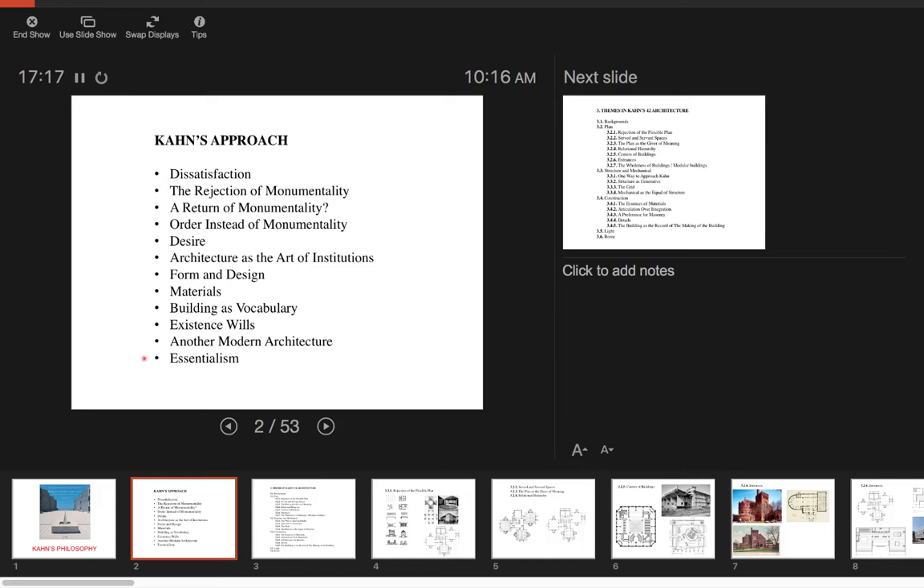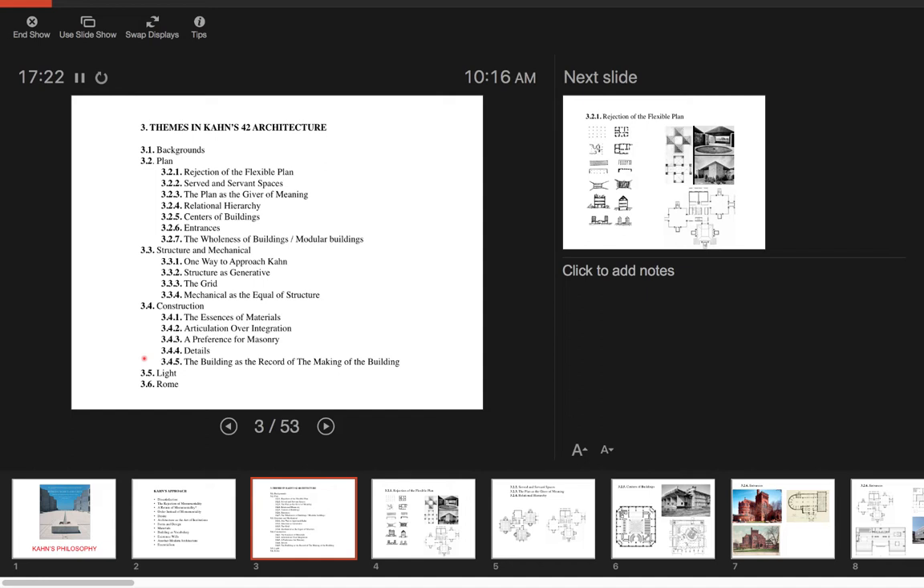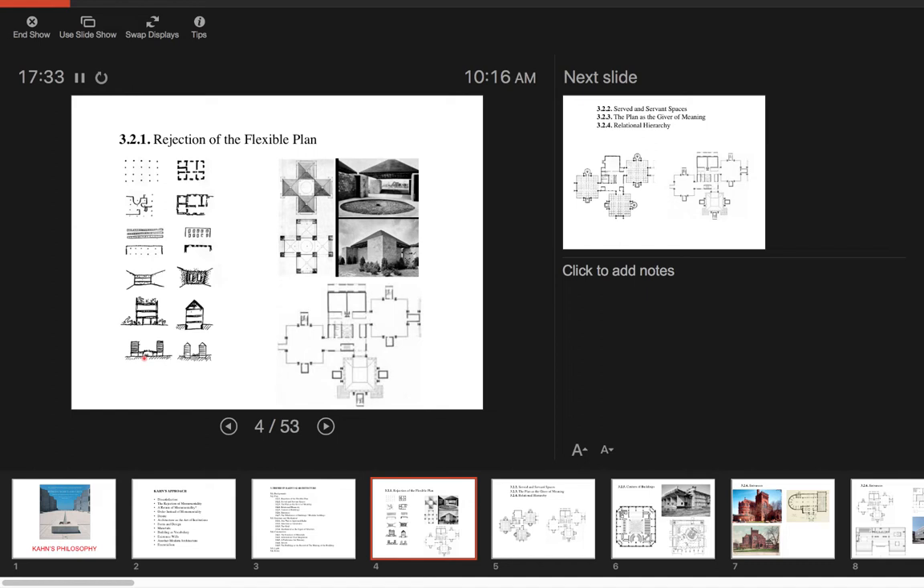Okay, now, major themes in Kahn's architecture. So that's played out in the introduction to this book, but let's just jump ahead. Rejection of the flexible plan. So Mies's five points to a new architecture.